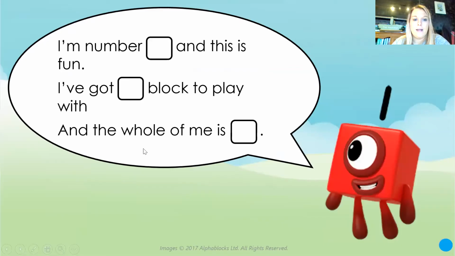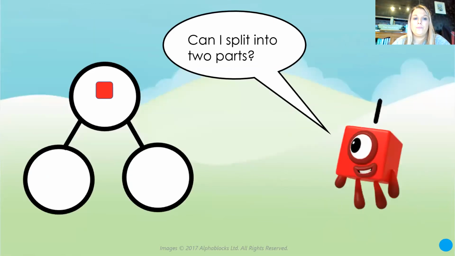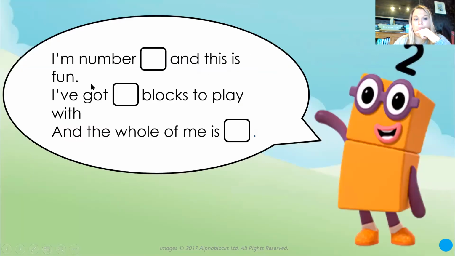Okay, so there are some examples now of the part-whole models. It says, I'm number 1, and this is fun. I've got 1 block to play with. The whole of me is 1. Can I split 1 into 2 parts? What do we think? Can I split 1 into 2 parts on the part-whole model? Remember, the whole is at the top here. Can there be 2 parts? There can't be. It's only 1 there. But we could have 1 and a 0. That would also make 1.